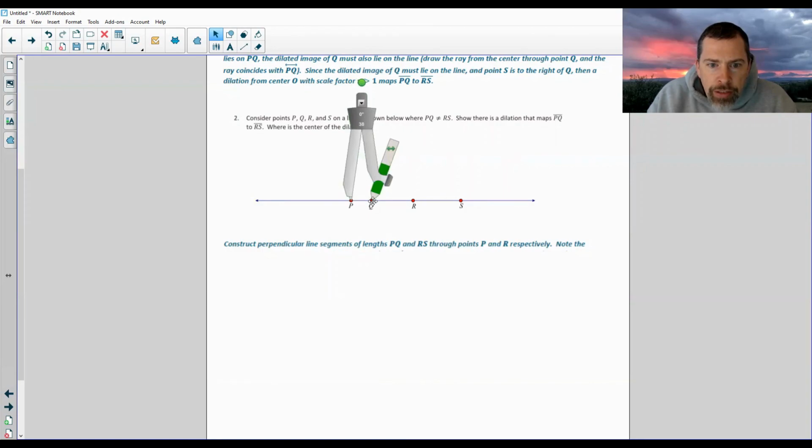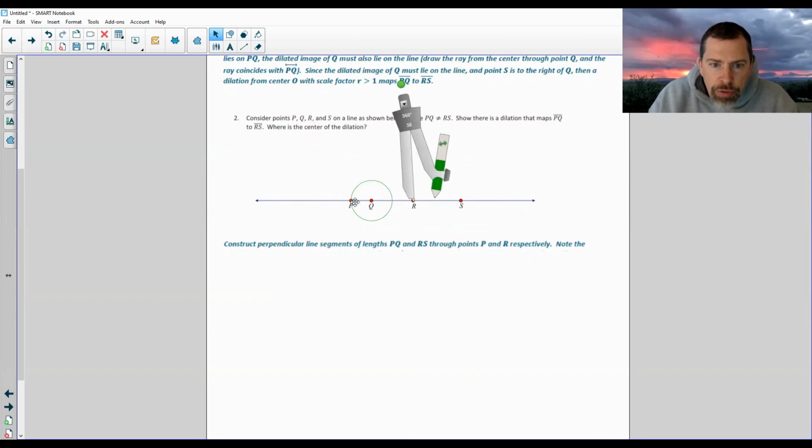we want to open this up and we want a radius PQ. Construct a perpendicular line segment of length PQ going through Q and of length RS going through R. So here is the length PQ measured with my compass. I put the compass point on Q and I draw a circle. Notice it's going through P. That is a circle with the radius PQ.